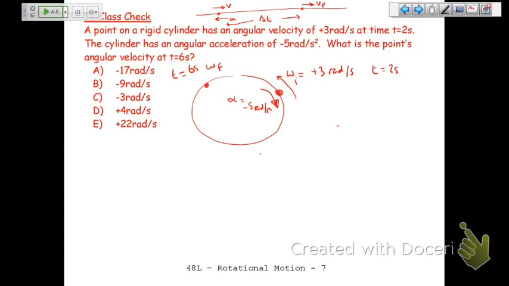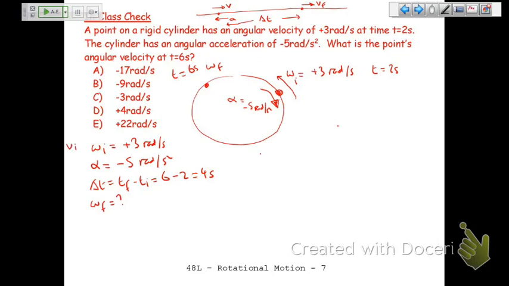So let's make a list. Omega I is equal to plus 3 radians per second, and alpha is equal to minus 5 radians per second squared. And my delta t is equal to t final minus t initial, which equals 6 minus 2, which equals 4 seconds. I was leaving a trap for people there, to see if they could catch that. And then what else? Omega F is what I want to find.